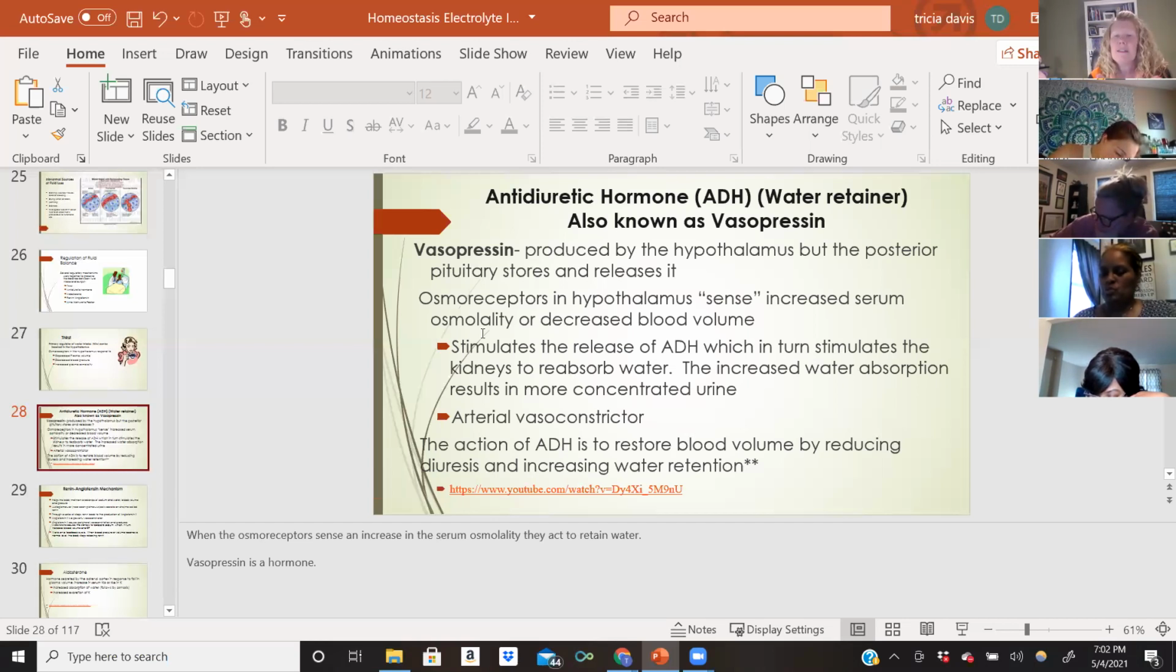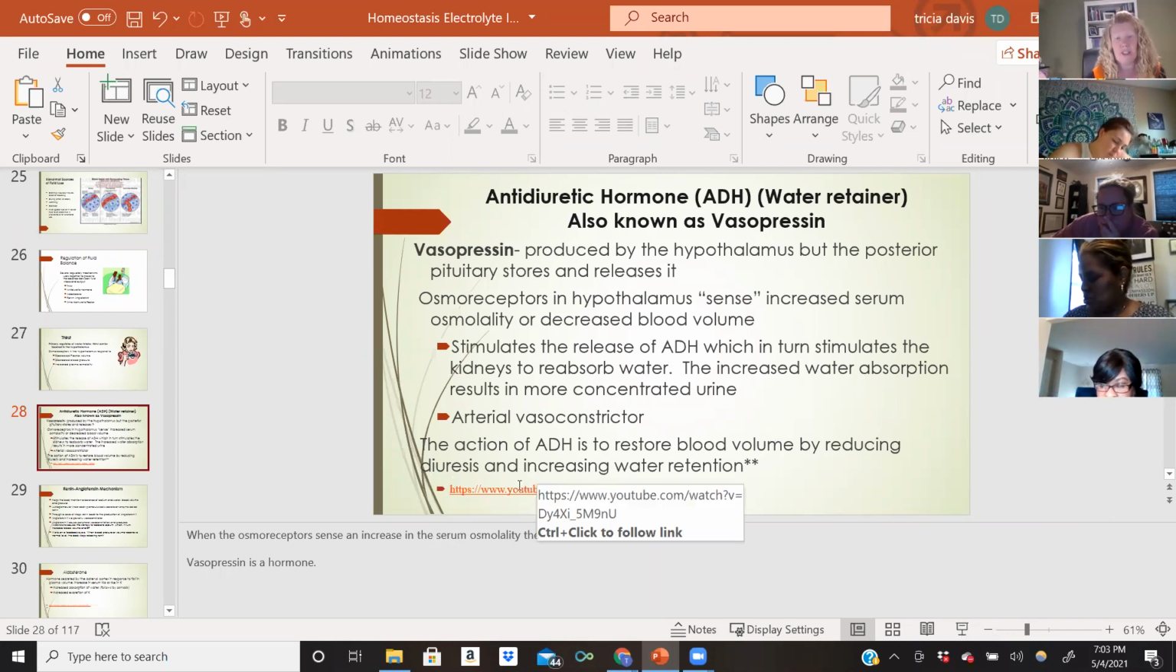So that hypothalamus is going to stimulate the release of the ADH. It's also going to act as an arterial vasoconstrictor. The action of ADH is going to be to restore blood volume by reducing diuresis and increasing water retention.